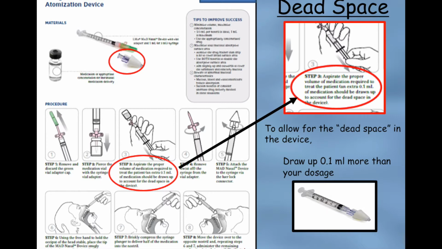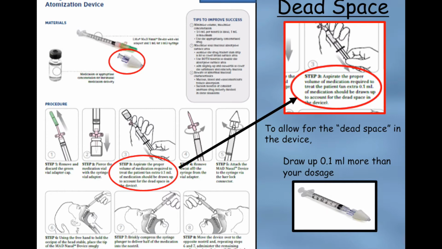This is just a brochure that is included in the MAD device. I wanted to show you guys a few things on here. First of all, it does have tips to improve success located on it. It also shows the MAD device and a syringe. I circled in red up on the top left a picture of the device that fits on top of the syringe. That's the MAD cone shape there.